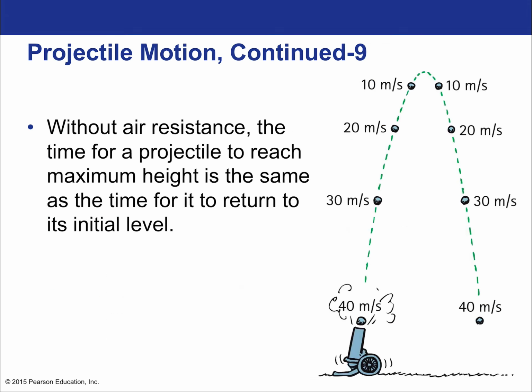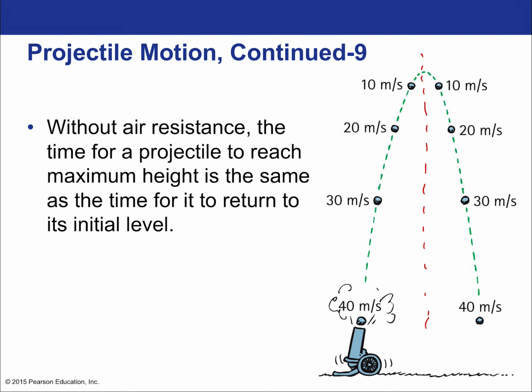All right. So projectile motion. Without air resistance, the time for a projectile to reach maximum height is the same as the time for it to return to its initial level. There's total symmetry in the parabola. If we were to cut it right down the middle, the time to get to the top is the same as the time to get from the top to the bottom.